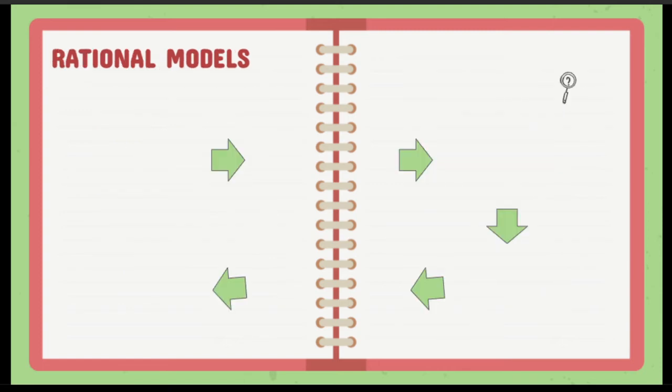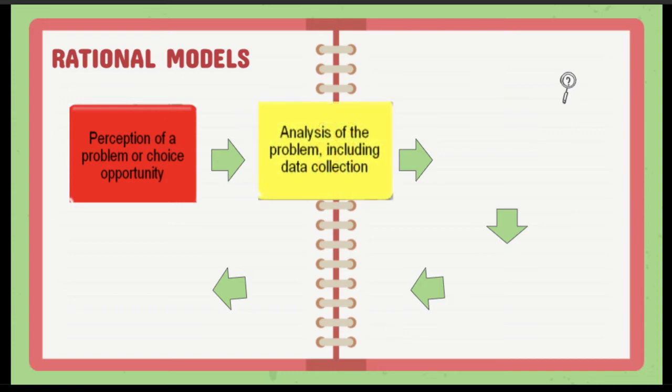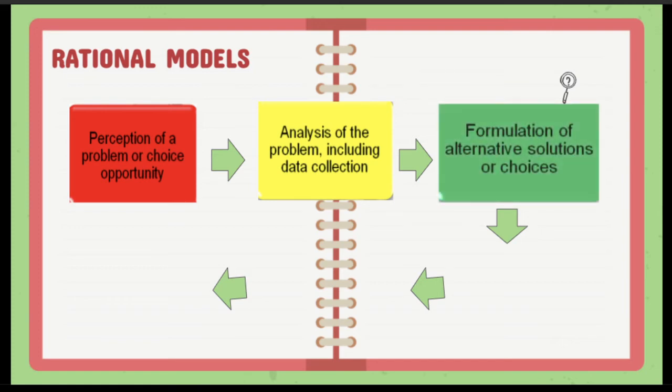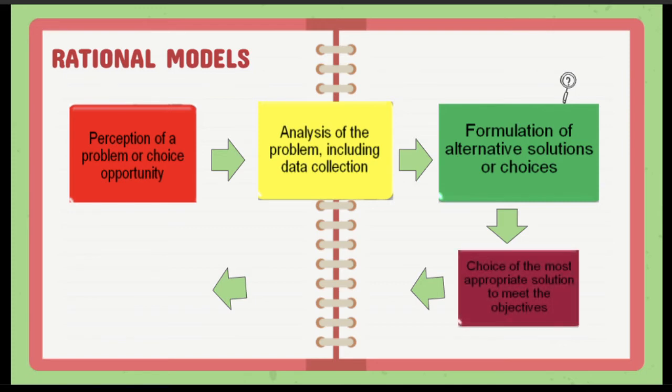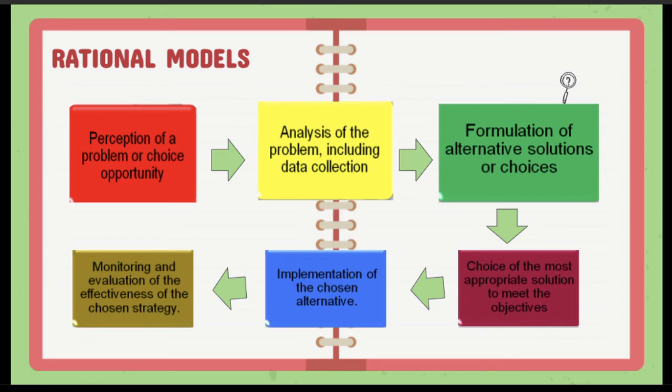Next, the rational model. This is the process of the rational model. The perception of a problem or choice of opportunity, then analysis of the problem including data collection should be done. Formulation of alternative solutions or choices takes place. Then the choice of the most appropriate solution should be used to meet the objectives, and after which implementation of the chosen alternative and the monitoring and evaluation of the effectiveness of the chosen strategy.